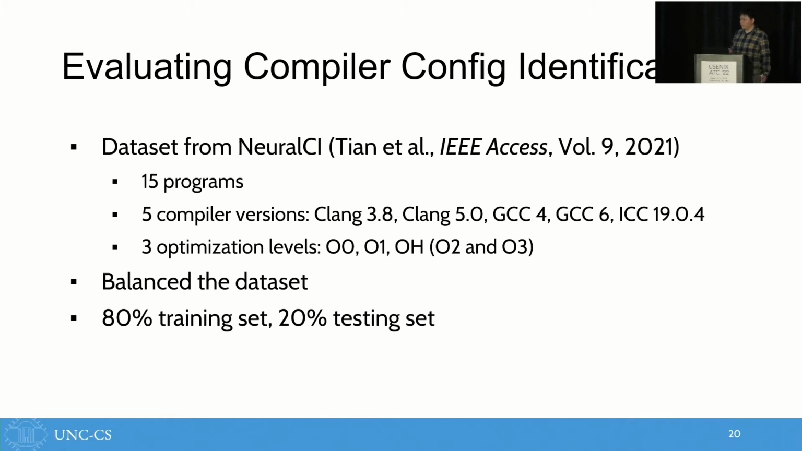After we built our classifier, we were eager to compare with the state-of-the-art on how we do without a deep learning technique. Thankfully, NeuroCI published their dataset, so we used the same dataset that includes 15 programs, 5 compiler versions, and 3 optimization levels. While going through the dataset, we realized that it is not really balanced, so some classes have significantly more functions than others. So we applied dataset balancing. Just like NeuroCI, we split the dataset into 80% training set and 20% testing set.